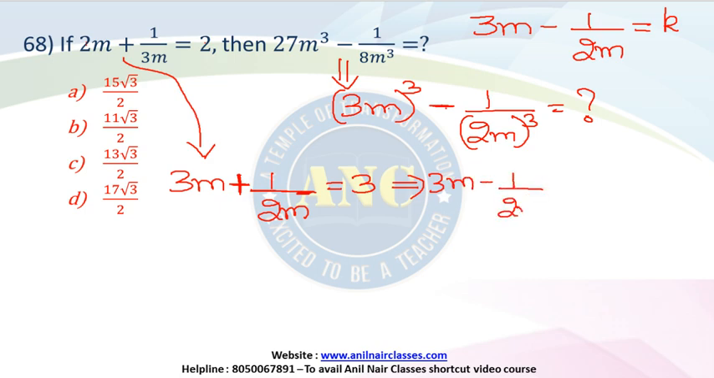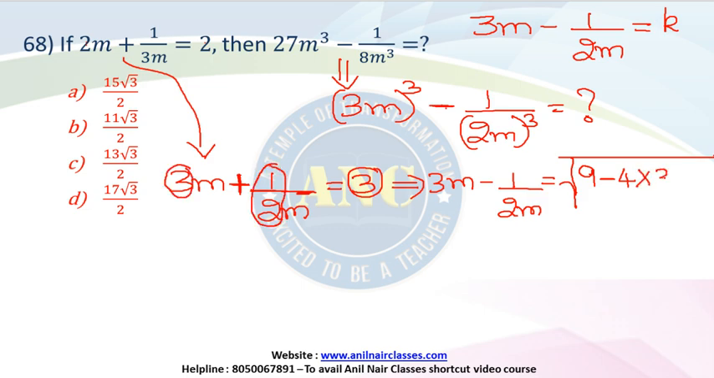3m minus 1 by 2m will be equal to plus or minus square root of k square minus 4. K value is 3. 3 square is 9, 9 minus 4. But it is not just 9 minus 4, sir, because the coefficient of m is 3 and the coefficient of 1 by m is 1 by 2. Multiply by 3 and 1 by 2, that means square root of 9 minus 12 by 2 is 6. 9 minus 6 is 3. That means I now know the value of 3m minus 1 by 2m as root 3.